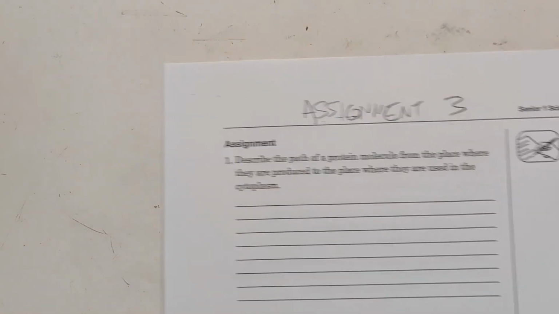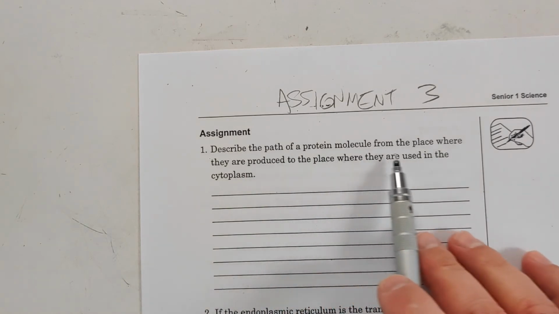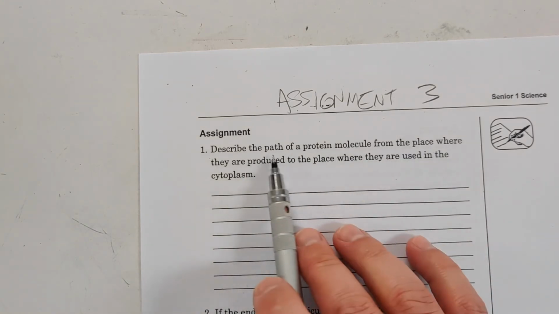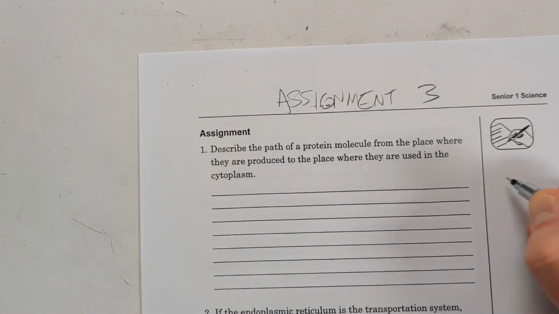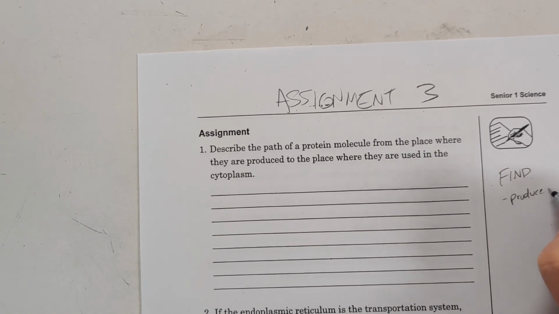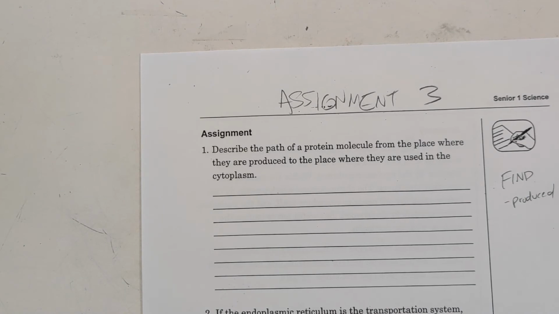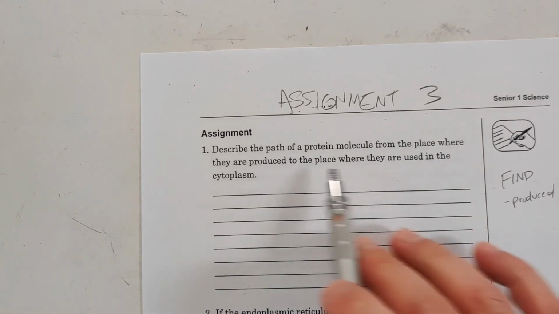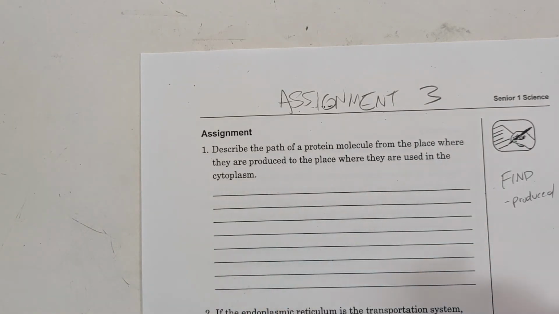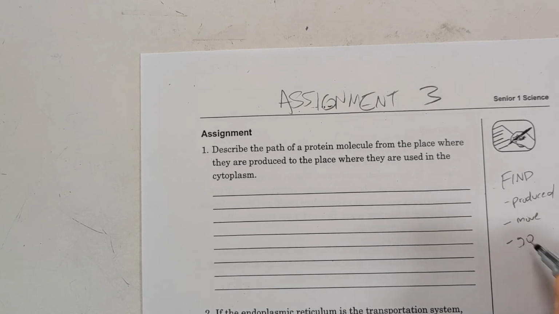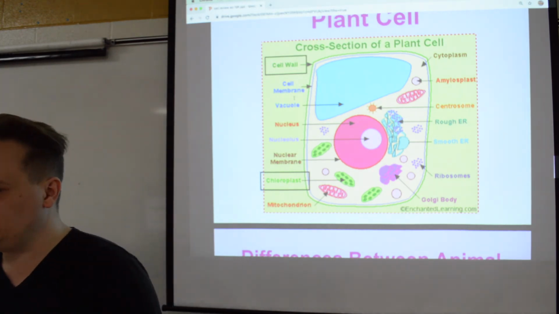Describe the path a protein molecule takes from the place where it is produced. So the first thing you're going to have to do is find where they're produced. Where are proteins produced? You have it in your notes that we just talked about, where they're made. And then from where it's produced to the place where it is used in the cytoplasm. So where do they move? Where do they go? Maybe where they are packed.